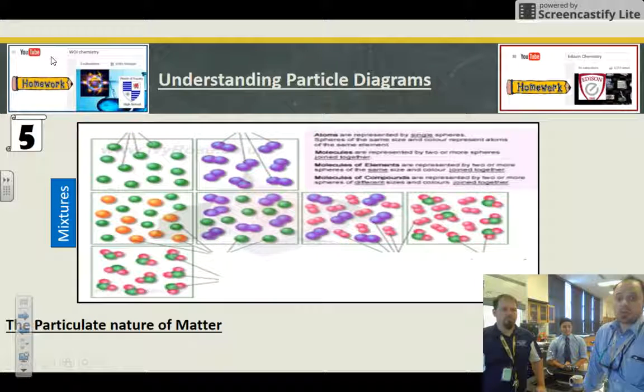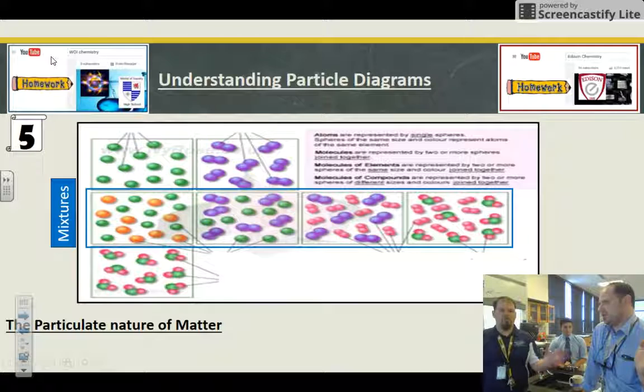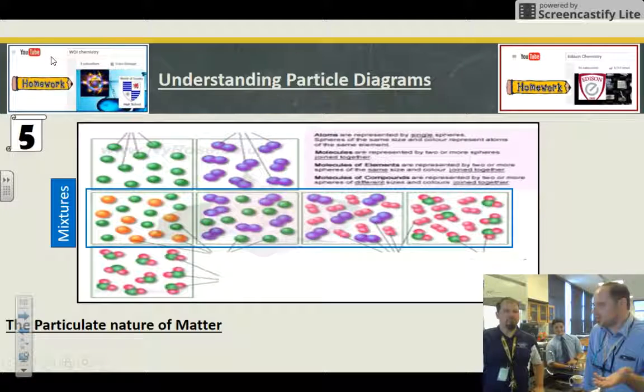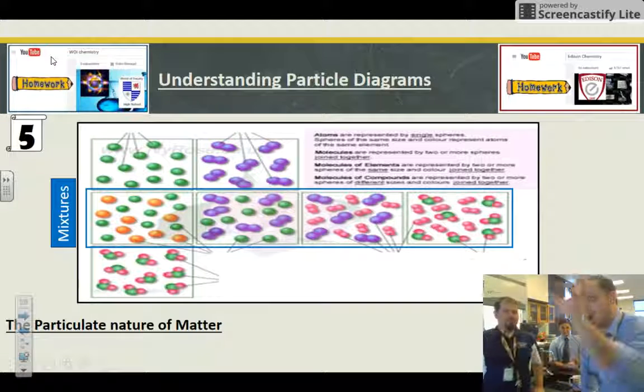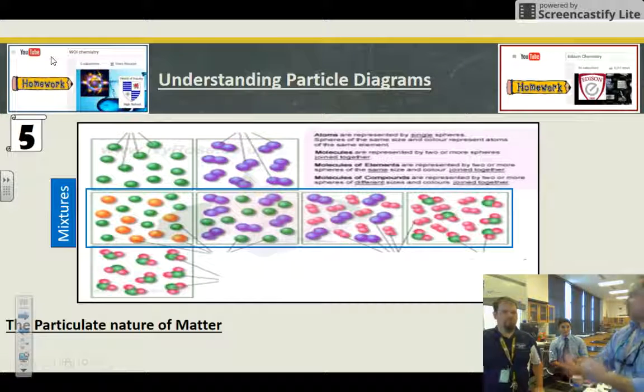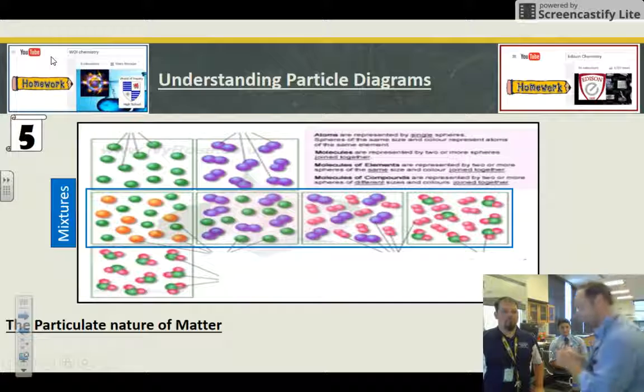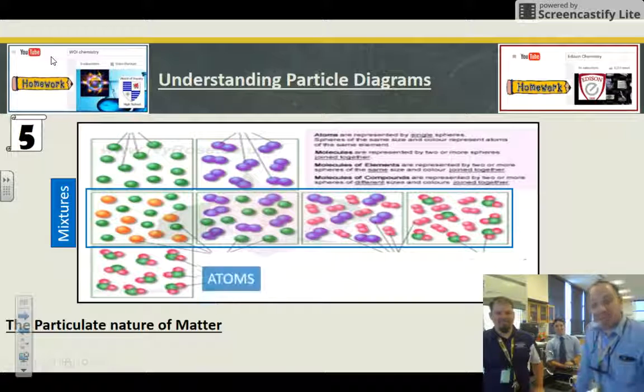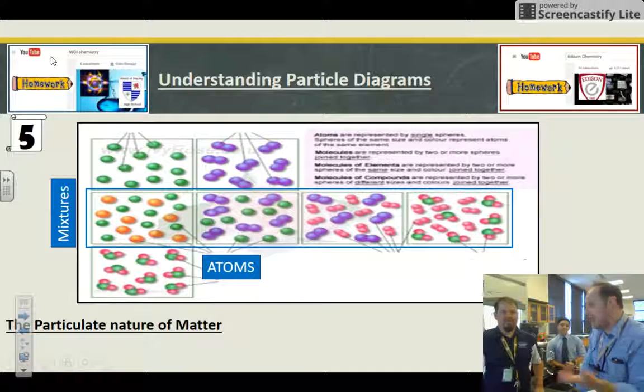Let's hit up some mixtures. This whole row is mixtures. So pretty, all the pretty colors. When you see pretty colors, different dots, different particles, you know that you have more than one type of substance in play. Could be compounds, could be elements, could be atoms.